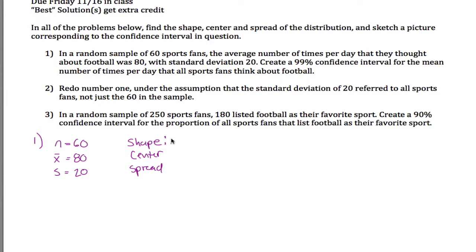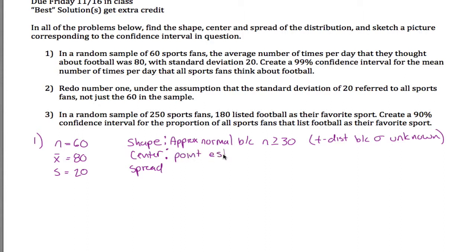The shape, well, it's approximately normal because it always is, and also, more importantly, because n is greater than or equal to 30. And maybe I'll write parenthetically, it's a t distribution because sigma is not known. The center, we don't know mu. We're trying to make a confidence interval for mu. My best guess, my point estimate, is 80.